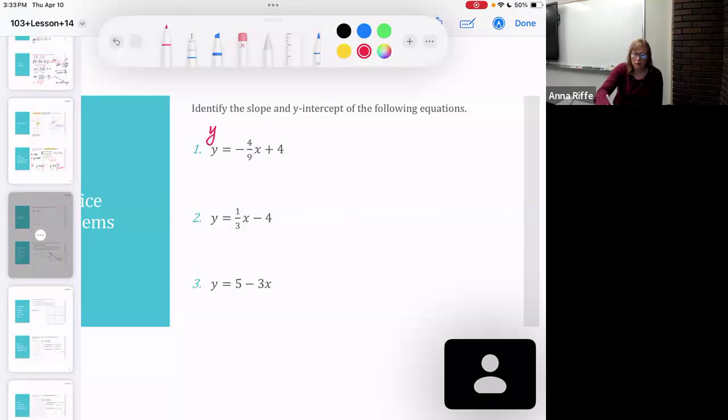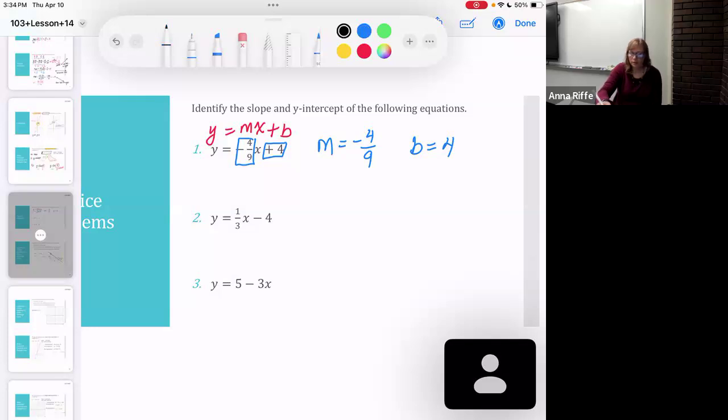This looks like the y equals mx plus b form. If this is the case, then the slope, m, will be the coefficient of the x. It doesn't include the x itself. It's just that number being multiplied by the x. So it's -4/9. And then b, that y-intercept, will be the constant. So b is +4 in this case. We technically could include the sign before it, because if there were a negative sign before it, then my b would be -4. Okay, so there's that one.